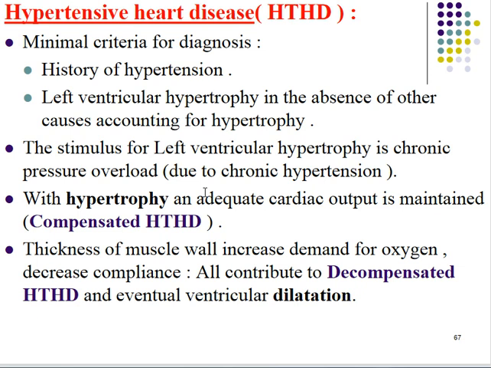Thickening of the muscle wall increases the demand for oxygen, because this hypertrophy results in an increased amount of oxygen needed by the myocardium, and gradually this results in a decrease in the compliance of the heart, and all this results in decompensated hypertensive heart disease. Eventually there is ventricular dilatation because of the reduction in the compliance of the myocardium under the influence of the increased demand for oxygen, so finally we end with decompensated hypertensive heart disease and ventricular dilatation.